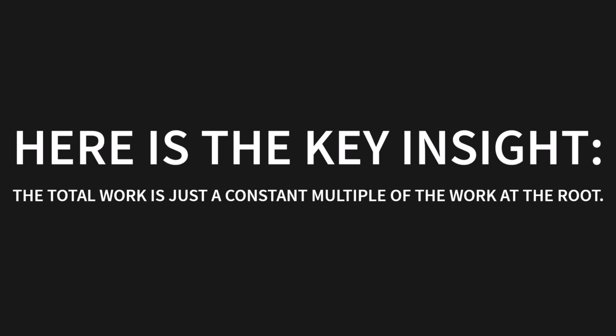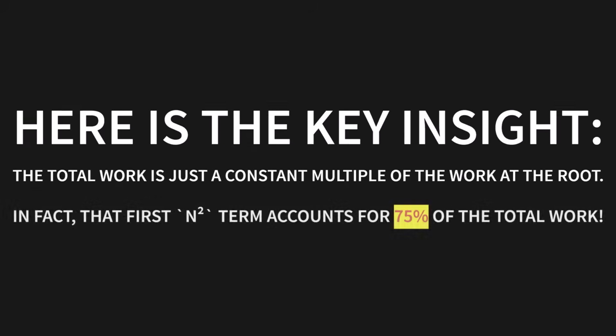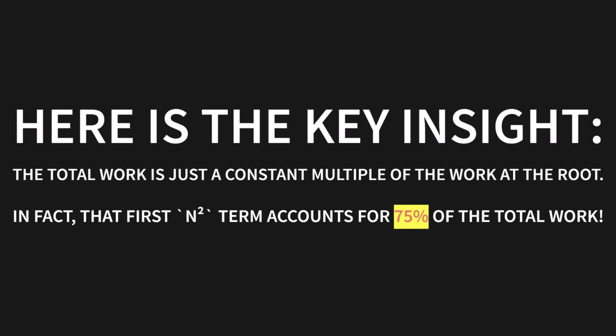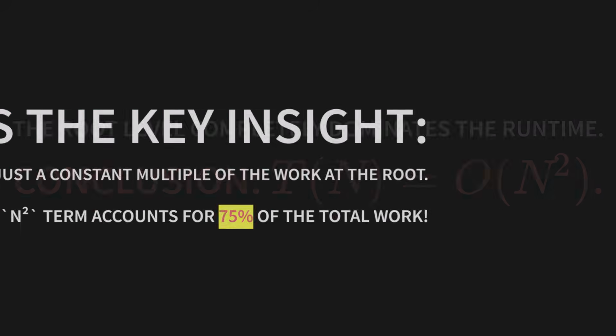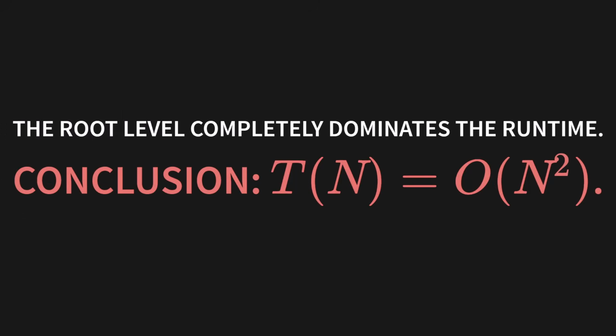Here is the key insight. The total work is just a constant multiple of the work at the root. In fact, that first n squared term accounts for 75% of the total work. The root level completely dominates the runtime. Our conclusion is simple. T of n is big O of n squared.